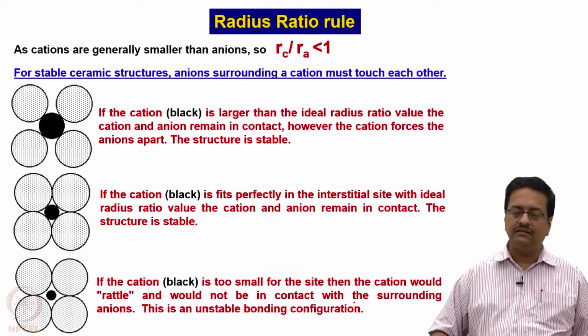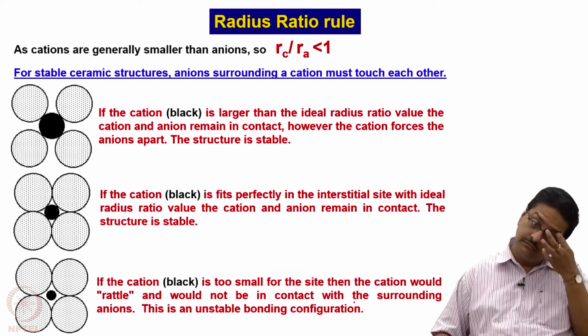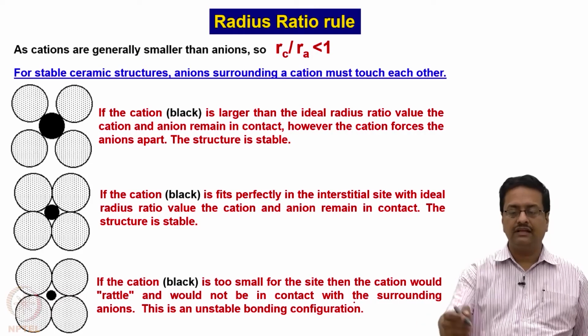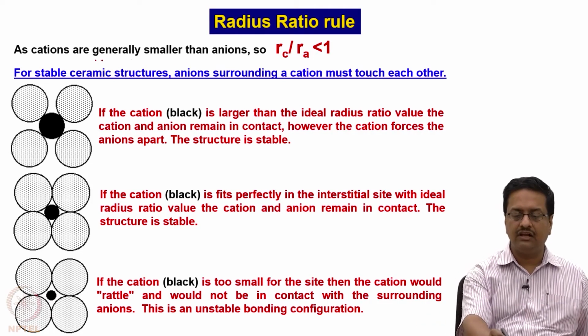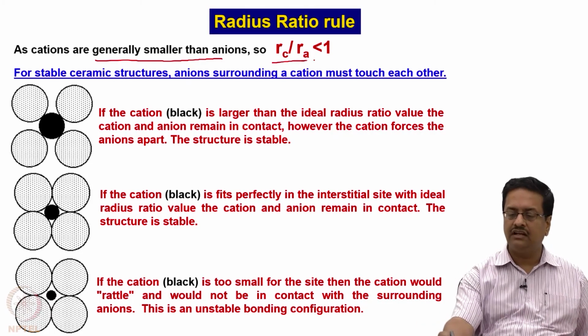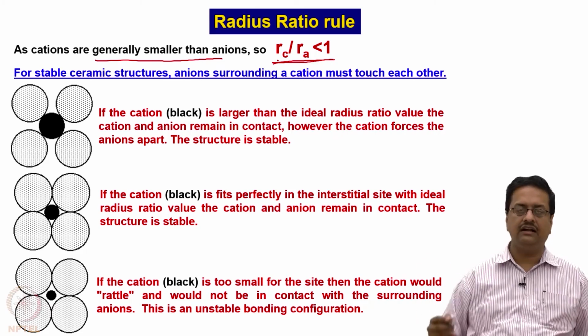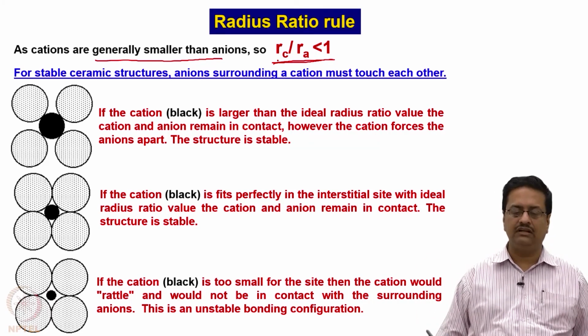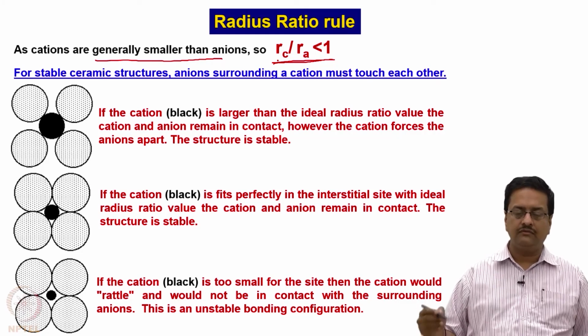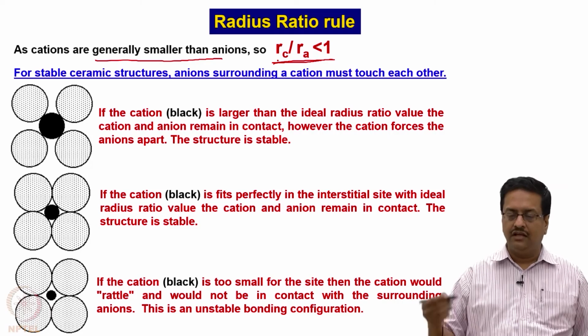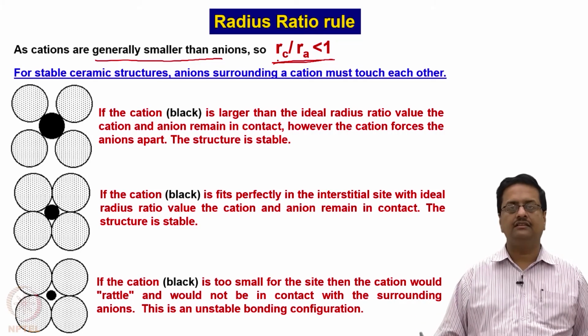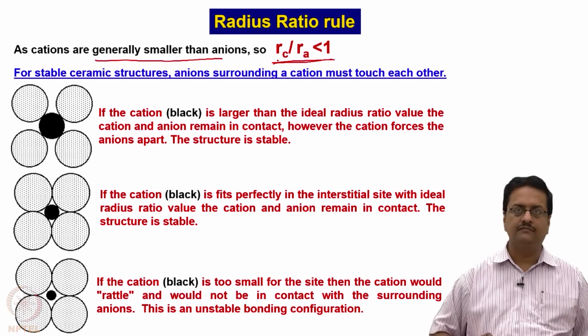So now we apply this radius ratio rule. As we know, the cations are generally smaller than anions. So in general, Rc by Ra is smaller than 1. Now, to have a stable ceramic structure, anions surrounding a cation must touch each other.